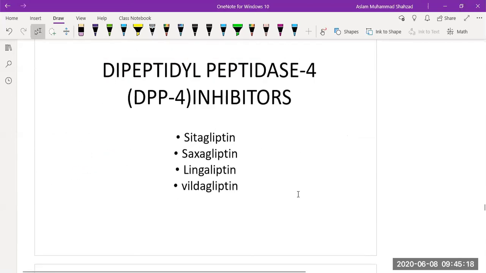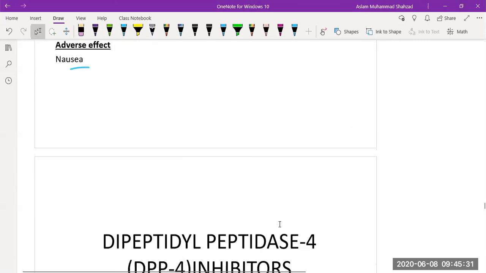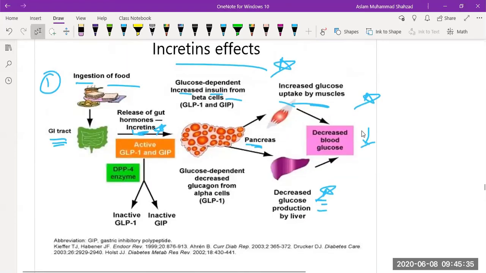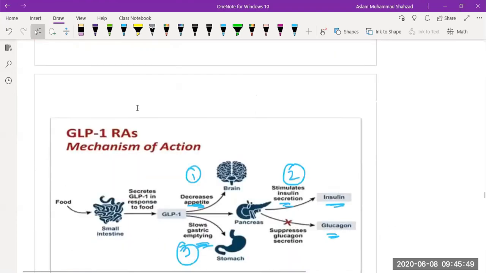Then we have dipeptidyl peptidase 4 inhibitors. So the main action of them, that we know, is DPP4 function. And if you take a look at the function, we already discussed in the previous slide that the DPP4 enzyme is actually responsible for inactivation of GLP-1 and GIP. So please remember this slide, and then we will see the mechanism later on.